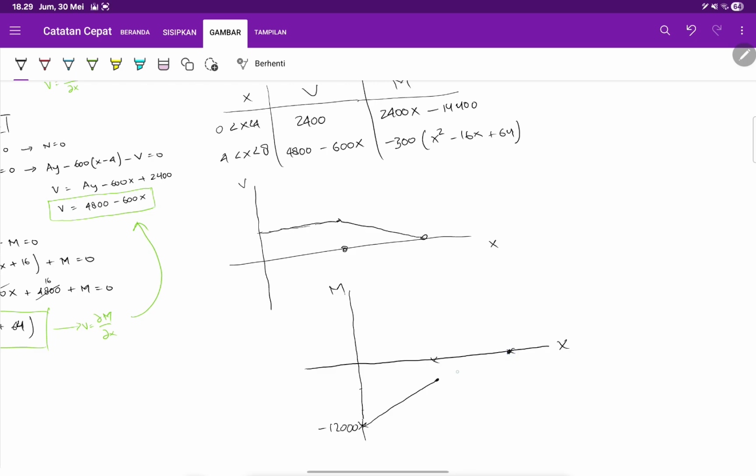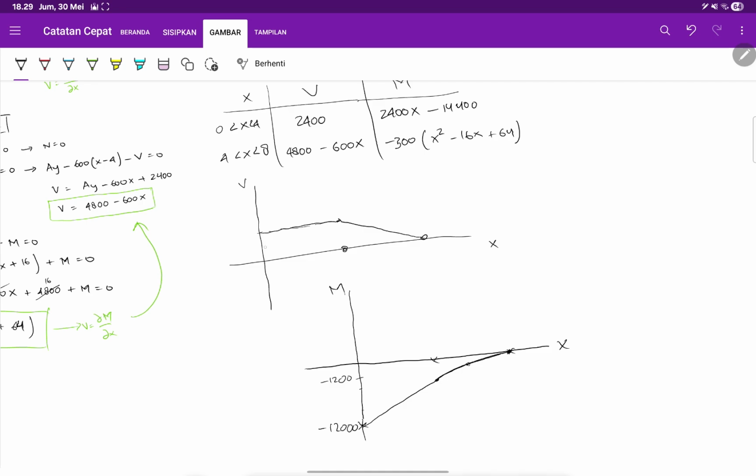This is 0, but it shouldn't be a straight line. And at x equals 6, let's say 6 times 6 minus 16 times 6 plus 64, am I right? 1,200. Yeah, maybe something like this. Okay, and here is minus. Okay, this is the shear force and moment diagram for V and M.